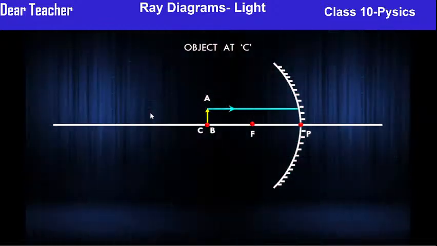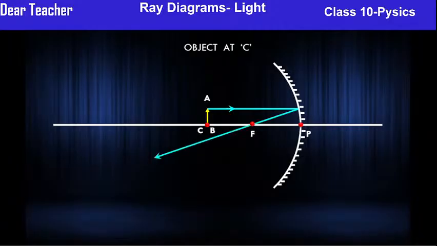Parallel ray from A passes through the focus, and again one more ray through the focus falls on the mirror and goes parallel to this one. Both rays meet at one point, draw a perpendicular from that point to the principal axis, and that will be the image. So now in this case, the image is formed at C only. If the object is at C, the image is also at C. Say how perfectly it came.